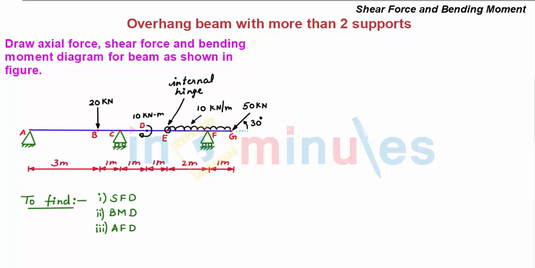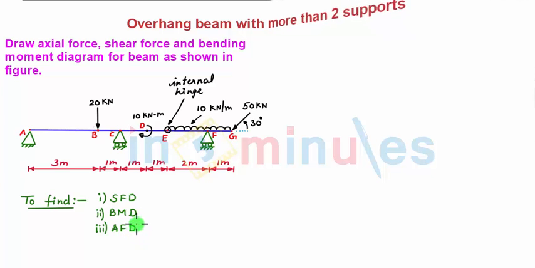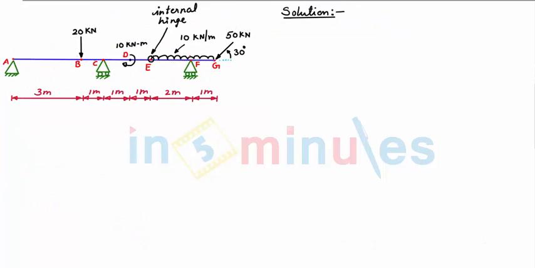So in the problem we have been asked to find first the shear force diagram, second the bending moment diagram, and third the axial force diagram. So, solution: first we draw the support reactions at points A, C and F.